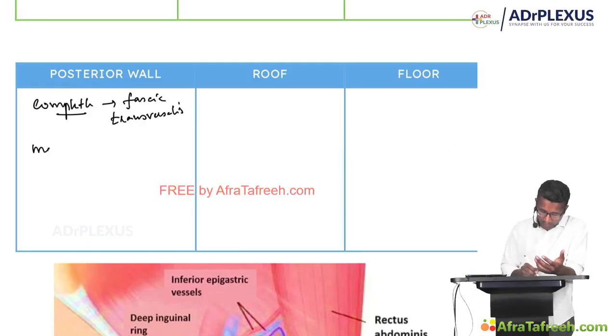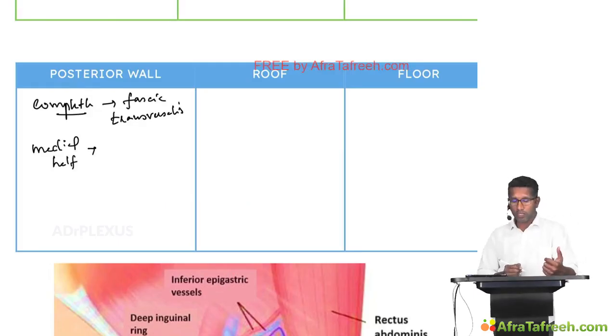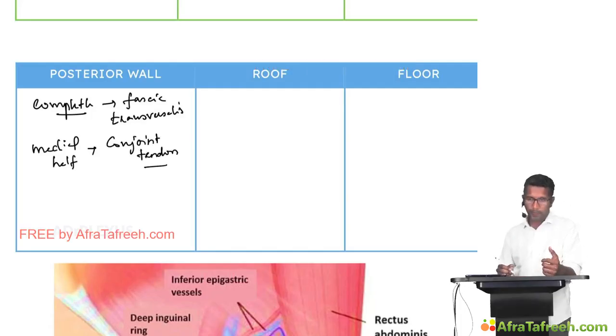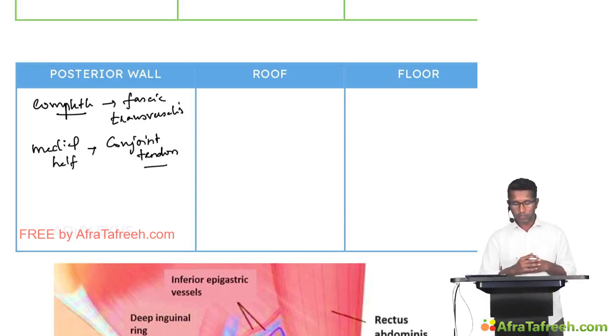And on the medial half, the posterior wall is strengthened by a tendon called the conjoint tendon. This is called the conjoint tendon, guys. So on the medial side of the inguinal ligament, it is strengthened by the conjoint tendon.